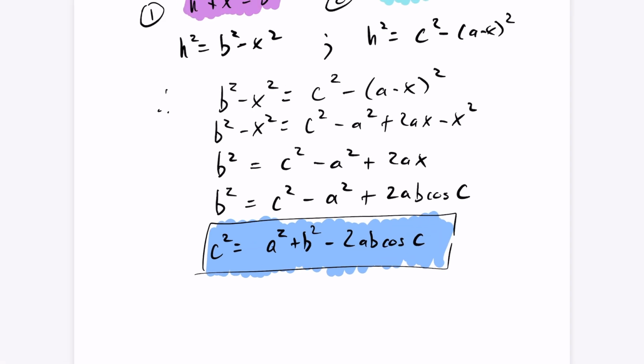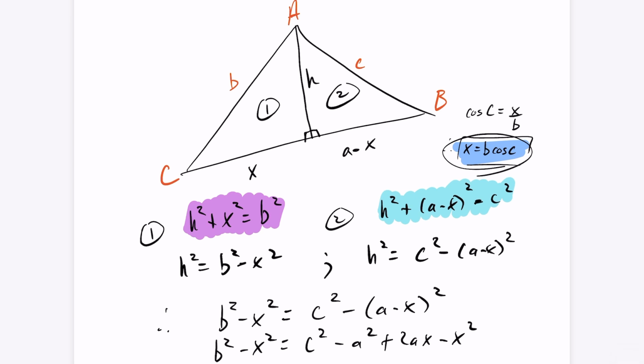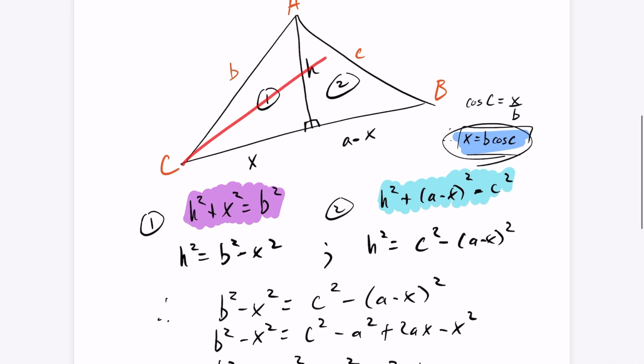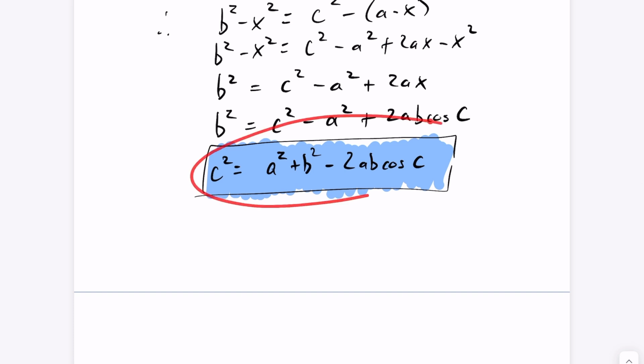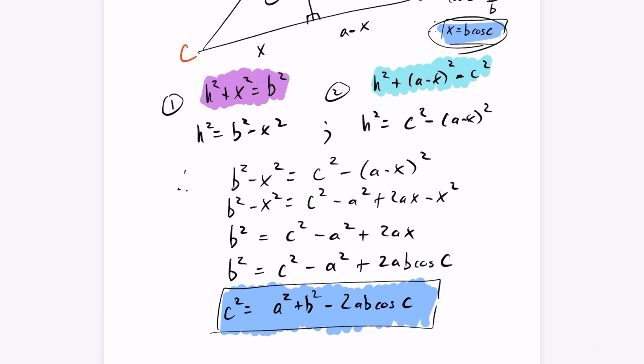Obviously, you can do this proof referencing a different altitude line. I used the altitude from A. If you did the exact same thing with the altitudes from C and B, you'd get different variations on your cosine law proof, but they would all generate the same base cosine law.